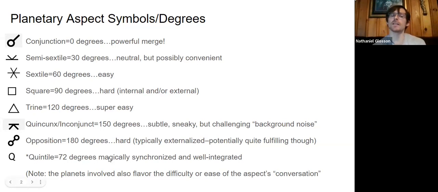Quintiles between planets are something where the things are magically synchronized and well elevated and integrated. It's like those two planets are magically working together in a superhero type of situation. So they just really speak language well together. And I've added this note that the planets involved also flavor the difficulty or ease of whatever aspect is having a conversation. And I often think about aspects as a conversation.